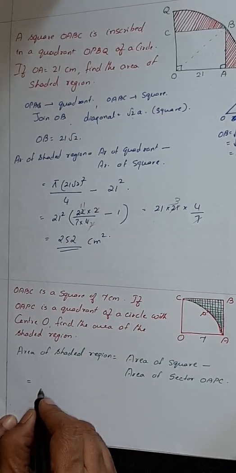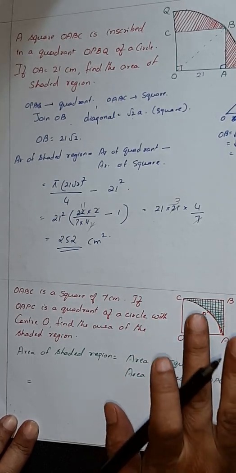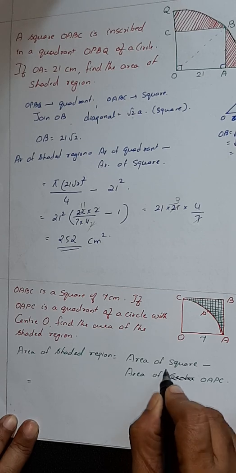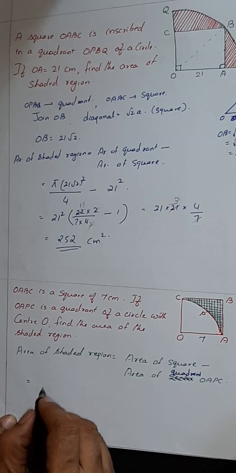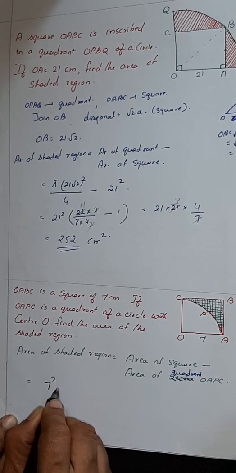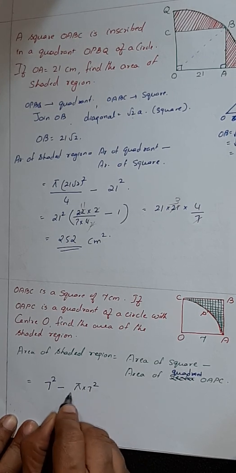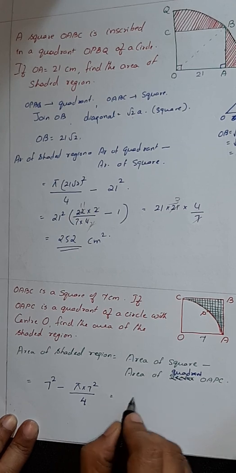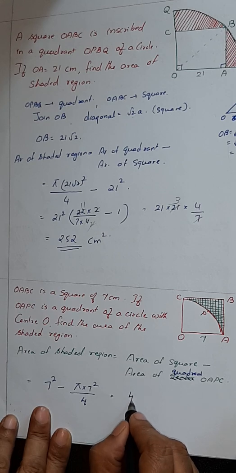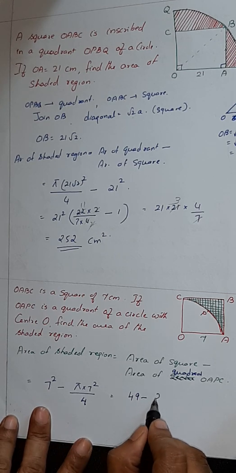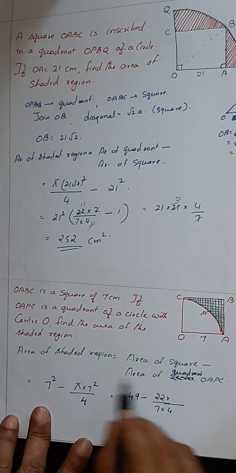So to find this portion, area of the square minus area of the quadrant, we will get the area of the shaded region. So area of the square will be 7 squared minus area of quadrant will be pi r squared by 4. So again this is 49 minus 22 by 7, then 4 in the denominator into 49.